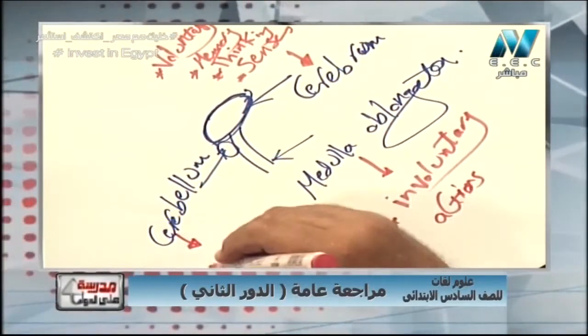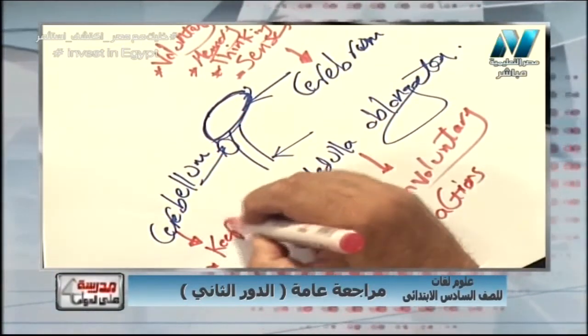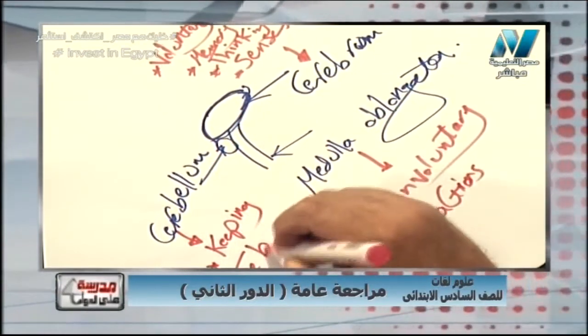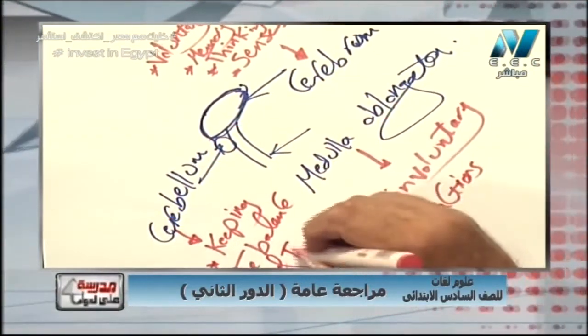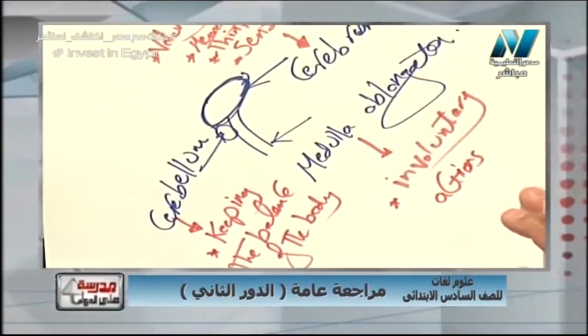So what about the cerebellum? Cerebellum has only one function, like keeping the balance of the body. بيحافظ على توازن الجسم during movement. So cerebellum is affected by some things like drugs and alcoholic drinks. عشان كده الشخص اللي بيشرب كحوليات او مخدرات مش قادر يمشي بشكل موزون. ليه؟ لان cerebellum في الحالة دي مش قادر يقوم بوظيفته انه يعمل keeping the balance of the body بسبب المخدرات او الكحوليات او ما شابه ذلك.